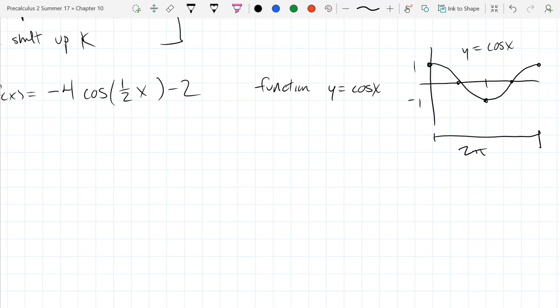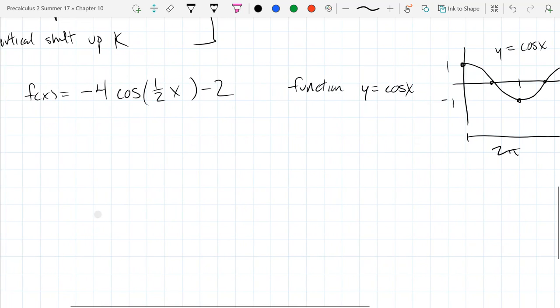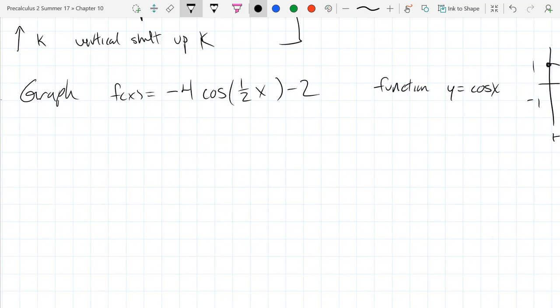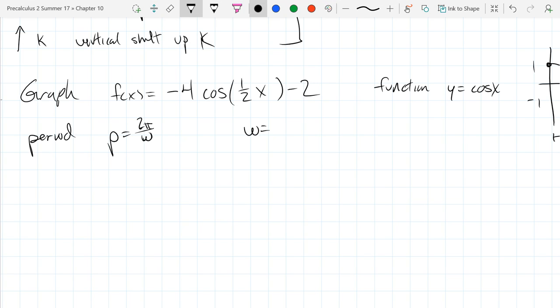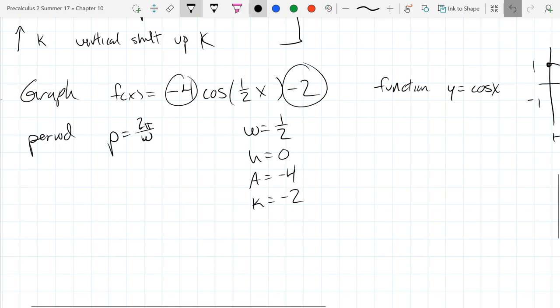We're going to apply the horizontal first. So the way we're going to get our new period, just remember p equals 2 pi over w. What is w here? It's a little bit strange. W is 1/2. And we might as well write out everything. H is 0. There is no horizontal shift. Big A is negative 4. And k is negative 2. We got big A, k right there.